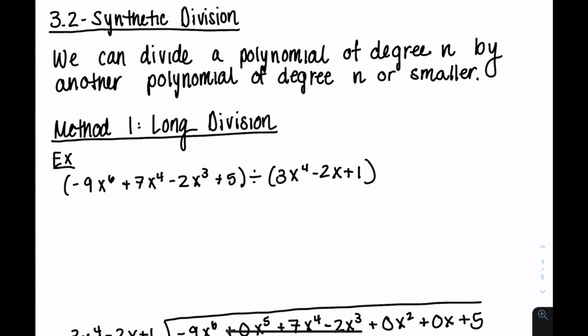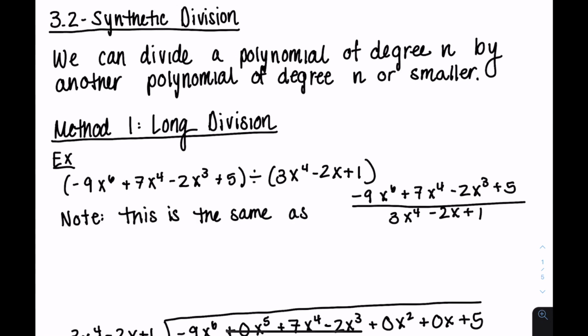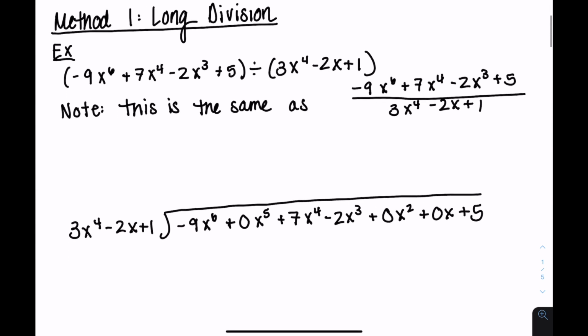So we're going to take the polynomial negative 9x to the 6 plus 7x to the 4th minus 2x to the 3rd plus 5 and divide it by this piece here. So you can think of it, it's the same thing as your normal division. 7 divided by 3 is 7 over 3. Same type of process works here. And so we're going to go through this just like we would long division in elementary school, how you probably learned it when you were growing up.